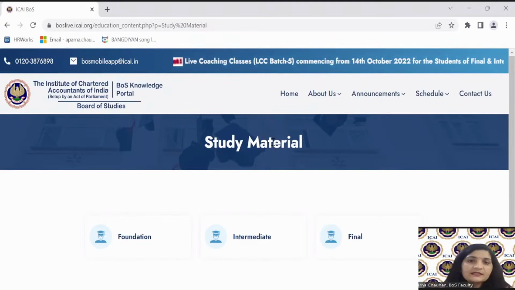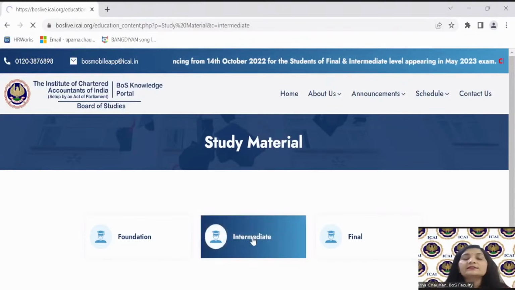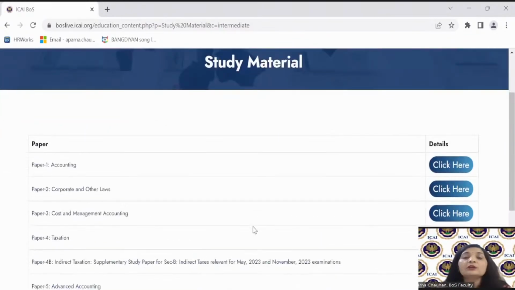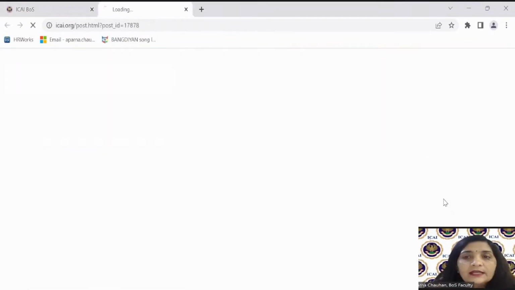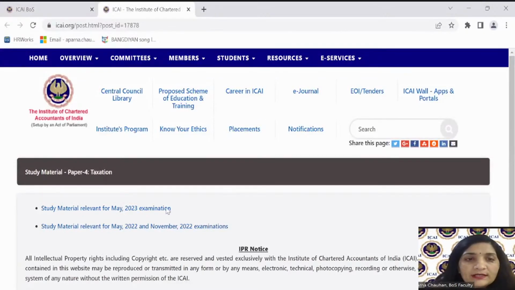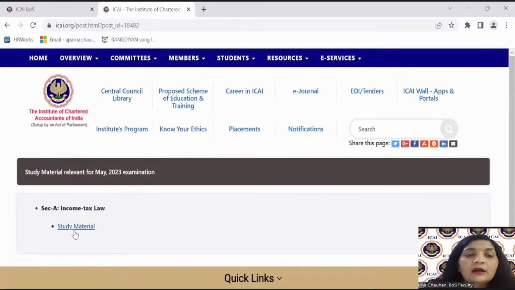If you already purchased, it is well and good. If you have old study material, then you should purchase a new study material which is relevant for May 23 examination, because each and every illustration or example you would not be able to solve and update according to the amendments. So it is advisable to purchase a new one. So I will show you my paper 4, taxation, study material. There are two study materials, that is study material relevant for May 23 exams and study material relevant for May 22 and November 22 examinations. So May 23 is very much relevant for you, right?